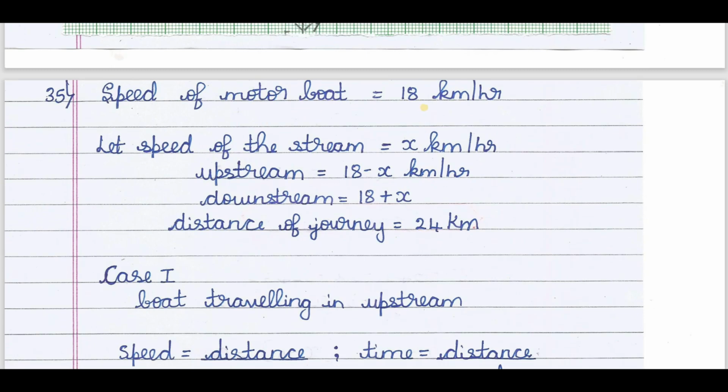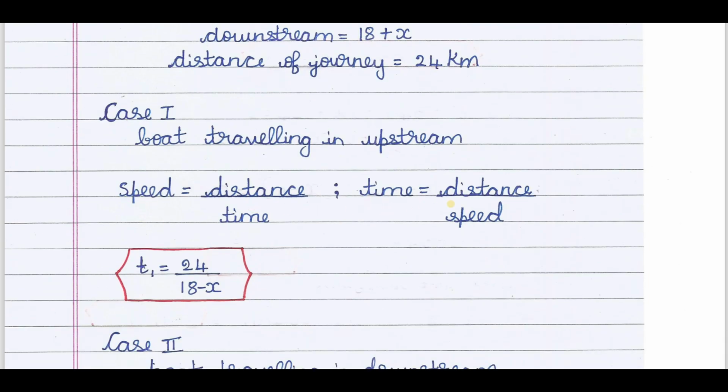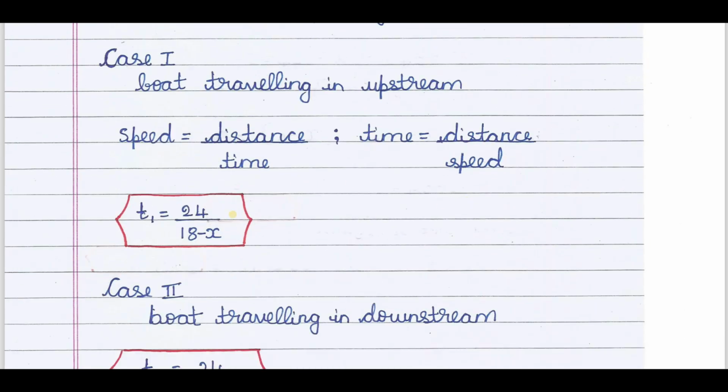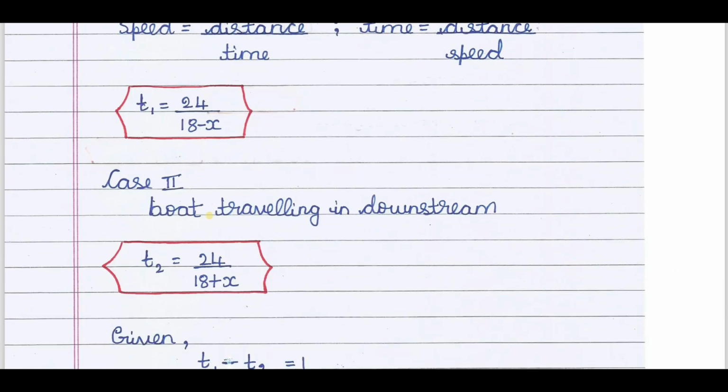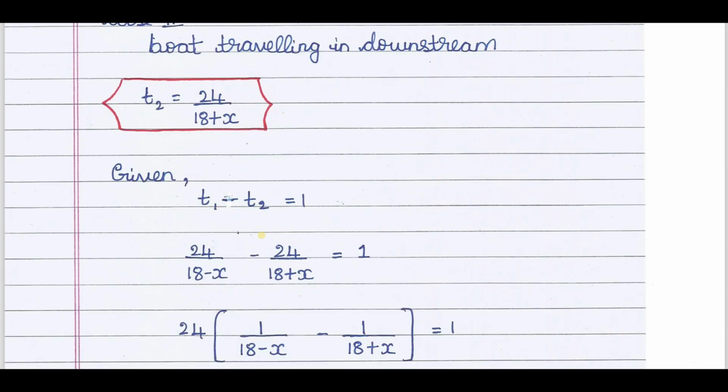Speed of the motorboat is 18 kilometers per hour, speed of the stream be x kilometers per hour. Upstream is 18 minus x, against the speed of the stream, and downstream is 18 plus x. The distance of the journey is 24. Case 1, boat traveling upstream: speed equals distance by time, so time equals distance by speed. T1 equals 24 by 18 minus x. In the same way, T2 equals 24 by downstream speed, and T1 minus T2 equals 1.